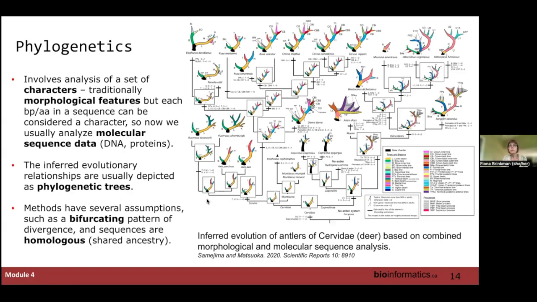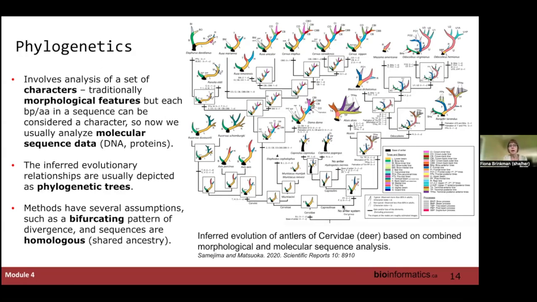So when we do phylogenetic analysis, it involves analysis of a set of characters. Traditionally, we were looking at morphological features, like looking at primates and at indents in their skull. Now, more and more, we've realized we can use sequence. If we look at each base or amino acid in a DNA or protein sequence, each can be a character, and then we line those up. We're looking at many, often thousands, of characters at once, and that makes for a more robust analysis.